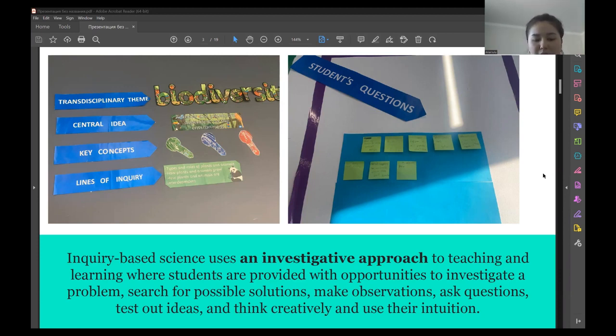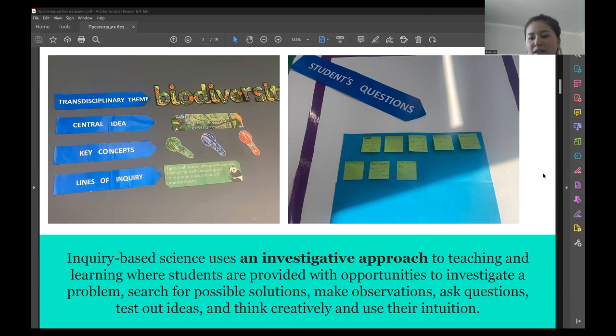And it is an investigative approach where students ask a question. Also, they test out their own ideas or maybe some suggestions to the problems. Also, they try to find the solution for the problem and basically try to think out of their boxes.